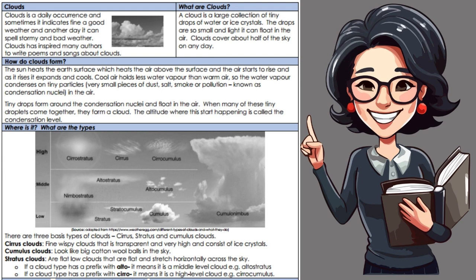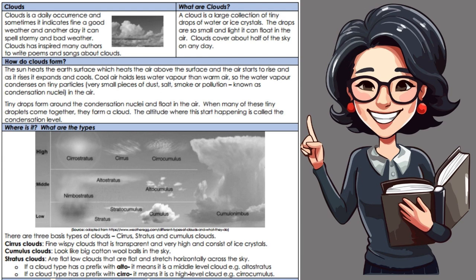How do clouds form? The sun heats the Earth's surface, which heats the air above the surface, and the air starts to rise, and as it rises it expands and cools. Cool air holds less water vapor than warm air, so the water vapor condenses on tiny particles, very small pieces of dust, salt, smoke or pollution, known as condensation nuclei, in the air. Tiny drops form around the condensation nuclei and float in the air. When many of these tiny droplets come together, they form a cloud. The altitude where this starts happening is called the condensation level.